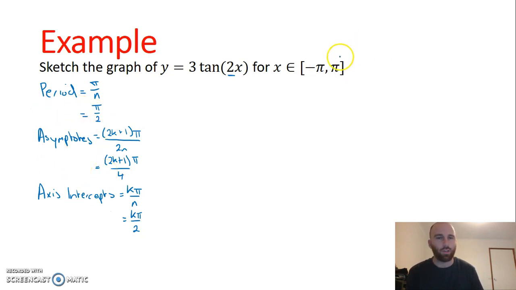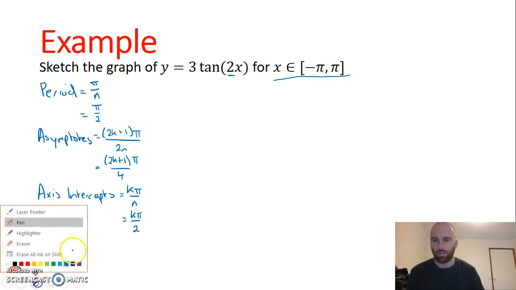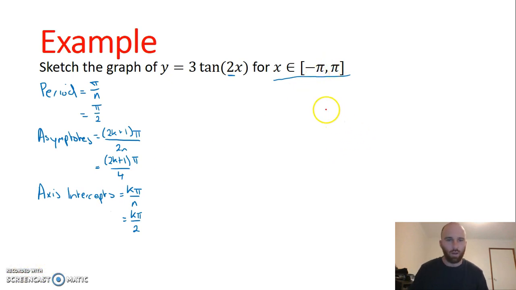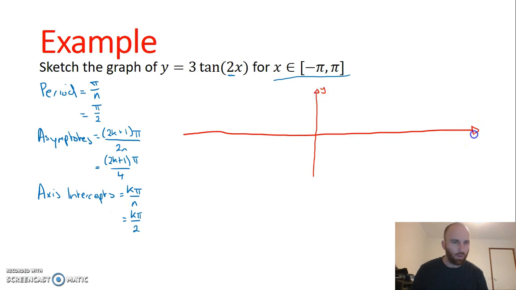So what we're going to do is generate all our values within this domain, x is an element of negative pi to positive pi. As I change color, I'm going to start to draw my y-axis. Next, the x-axis. Hopefully everyone's using a ruler, unlike me. So we're going to generate the values between pi and negative pi. I'm going to break this up into sections.